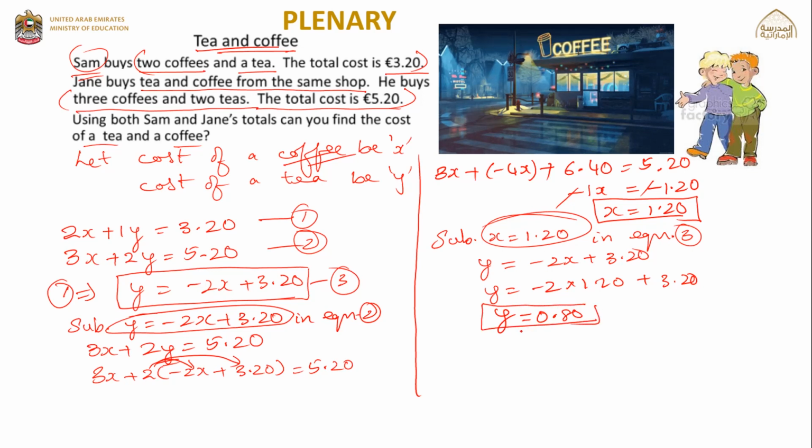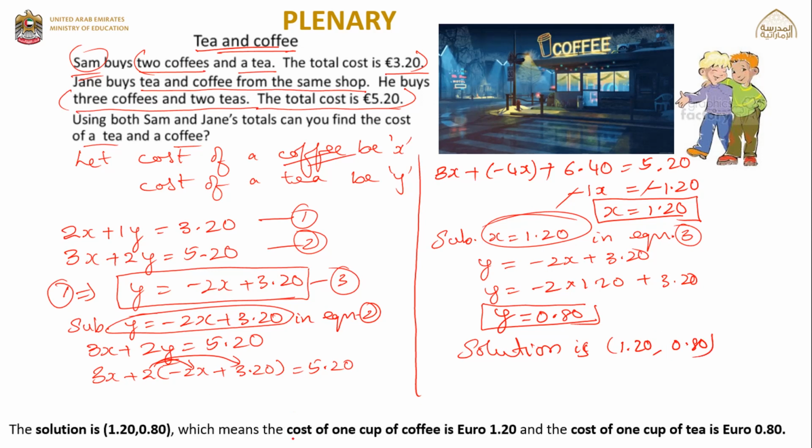Okay. So you're going to rewrite the solution. What's the solution you're getting? Your solution is 1.20, 0.80. What does this mean? This means the cost of 1 cup of coffee is 1.20 euros, whereas the cost of 1 cup of tea is 0.80 euros. So you find it very easy, right? So it means you have done well in your lesson.